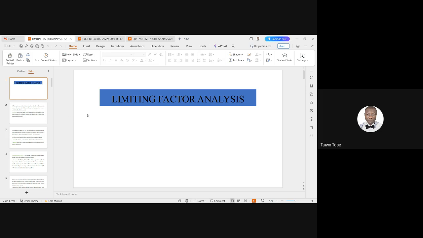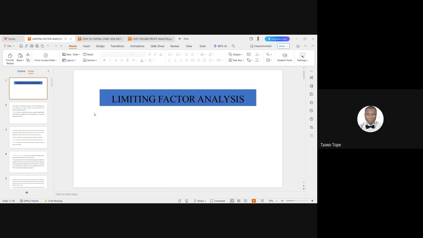Limit. Now, this topic, limiting factor analysis, is centered around factors of production. Factors of production in most instances can be limited in supply. And when factors of production are limited in supply, there is a need for us to ration the limited resources in order to get the best possible results from the limited resources.